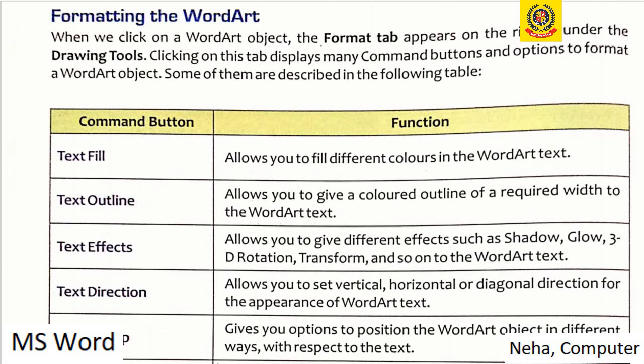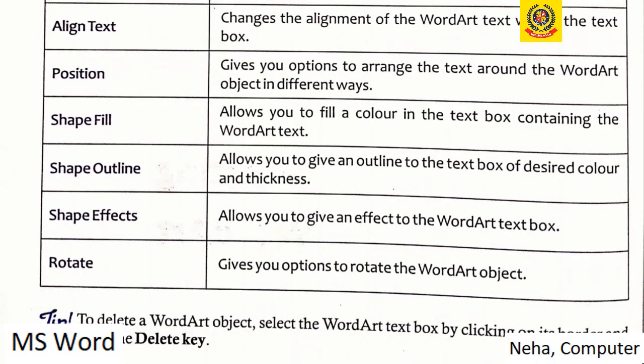Formatting the word art. When we click on a word art object, the Format tab appears on the ribbon under Drawing Tools. The word art which we have created, we can format, which means we can change its style. There are some command buttons which help us for this. I'll read out the command buttons and we'll see the functions in Microsoft Word. The command buttons are text fill, text outline, text effects, text direction, word wrap, align text, position, shape fill, shape outline, shape effects, and rotate.